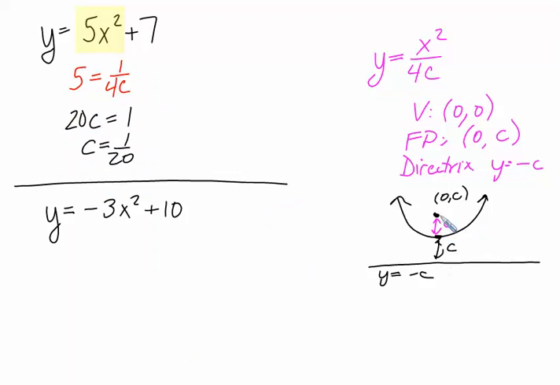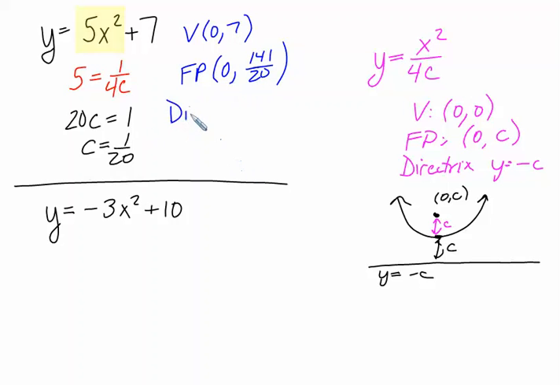Now keep in mind that is the distance we go from the vertex to get both the focal point and the directrix. So this particular parabola would have had its vertex at (0, 7). We would go up 1/20th to get the focal point. So the focal point would be at (0, 7 plus a 20th), which is 141/20ths. Please try to leave it as simplified improper fractions whenever possible.